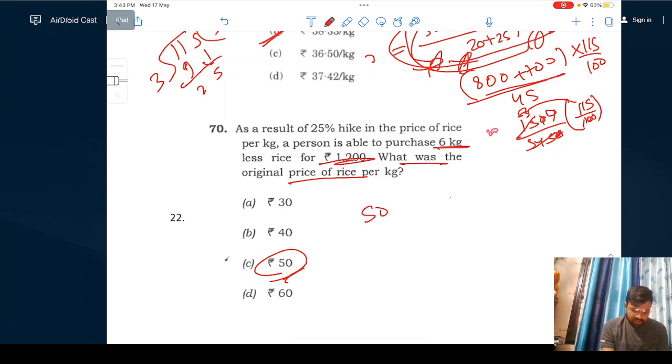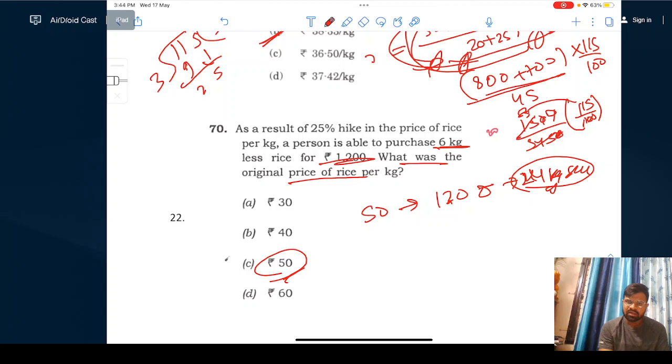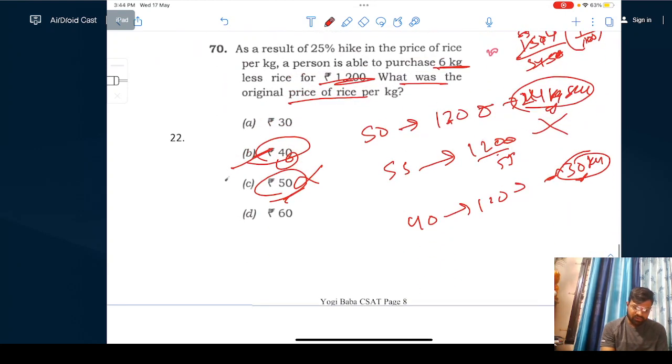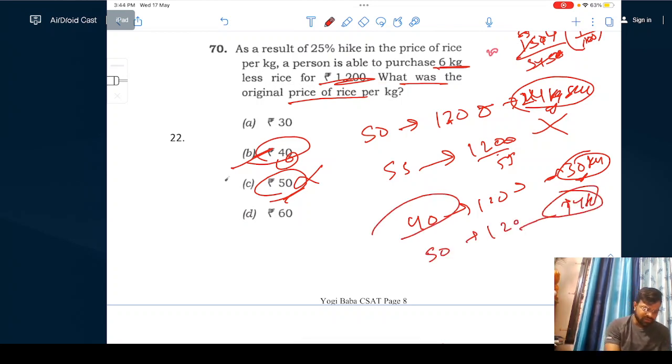Okay, so at 50, for 1200 rupees you are getting 24 kg rice. If you increase the price by 10%, that means it will become 55. Now this is like 1200 by 55. This is not the right answer. Again, then you choose 40. So at 40, for 1200 you are getting 30 kg, and when you add 25% of 40, which is 10, you will get 50, and for 50 we know it was 24 kg. So this will be your answer.